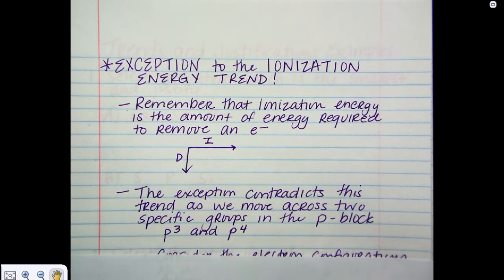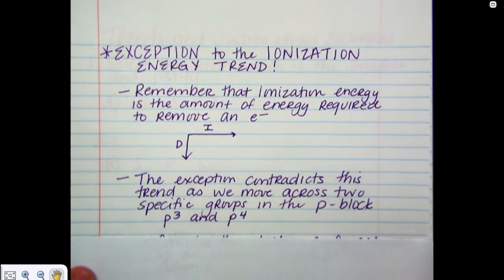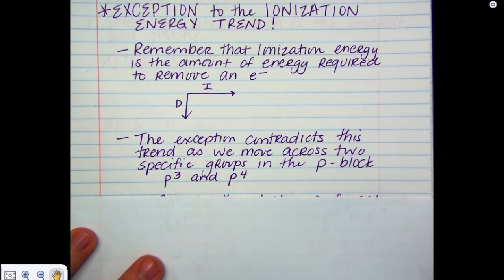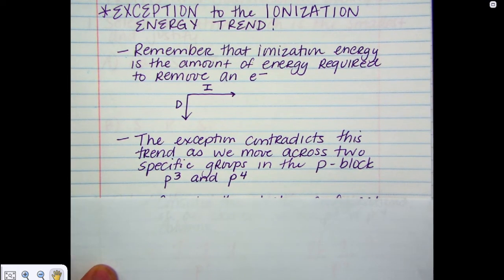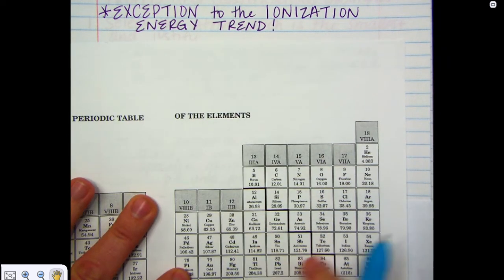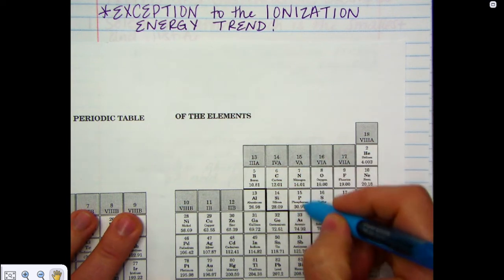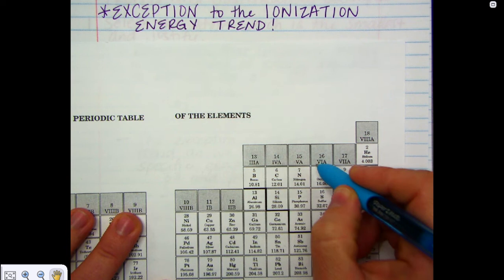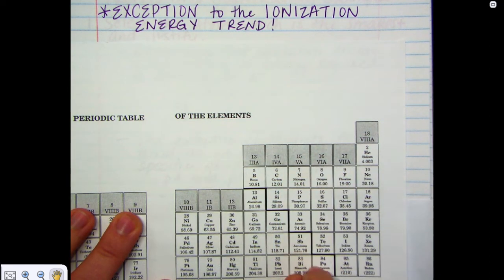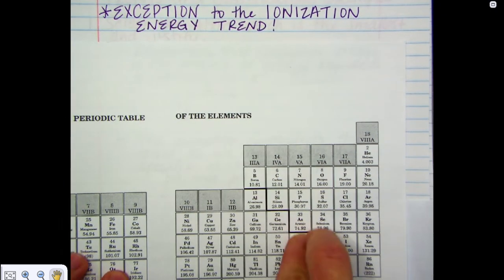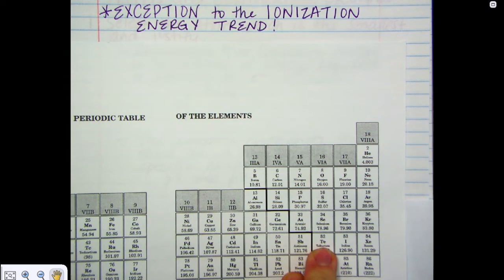Okay? This exception contradicts the trend in two specific groups in the P block, P3 and P4. So when I look at P3 and P4, remember what I mean is this is my P block. P3 is going to be this column here where nitrogen is, and P4 is this column here where oxygen is. So we're only looking at these two columns. Everything else, as far as you need to know, behaves as the trend dictates, but these two columns, right, do not. Right, and let's talk about why.